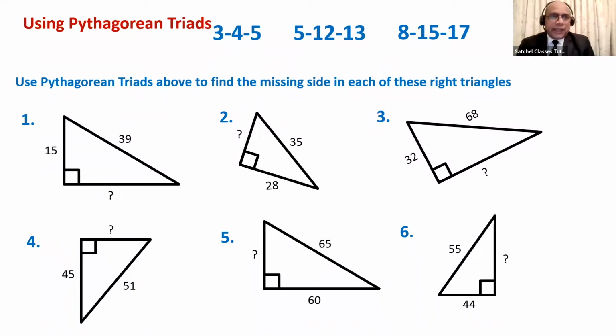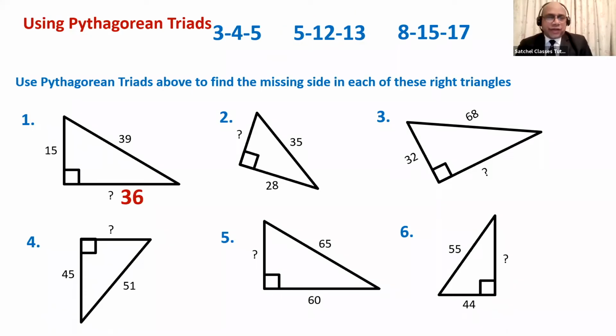Well, let's look at it. The first triangle has a hypotenuse of 39, and 39 is a multiple of 13, and hence we can link it to the second triad. 39 is 13 times 3, so the multiplication factor is 3, right? 5 times 3 is 15, which is the other side which is given to us, and hence the missing side should be 12 times 3, which is 36 units.